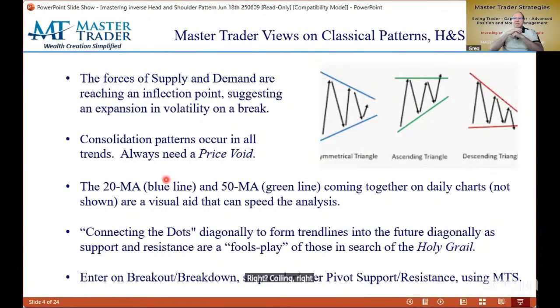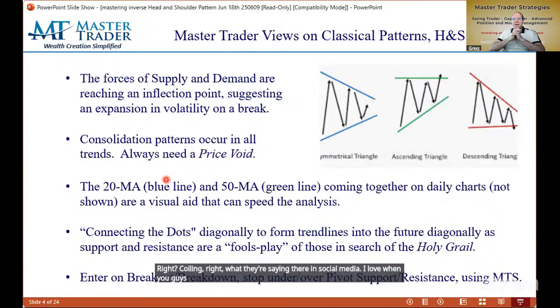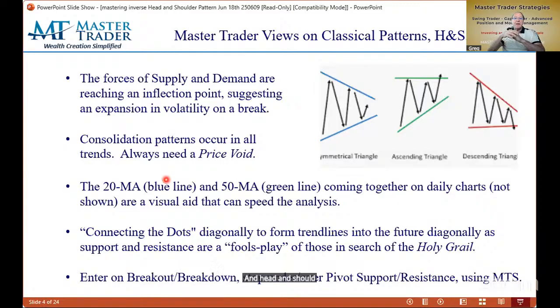What they're saying there in social media. I love when you guys participate, right? They're coiling, tightening ranges, and head and shoulders patterns do that too, to a lesser extent. So on the right side, things are contracting as well. So we're always looking at forces of supply and demand in different pictures.